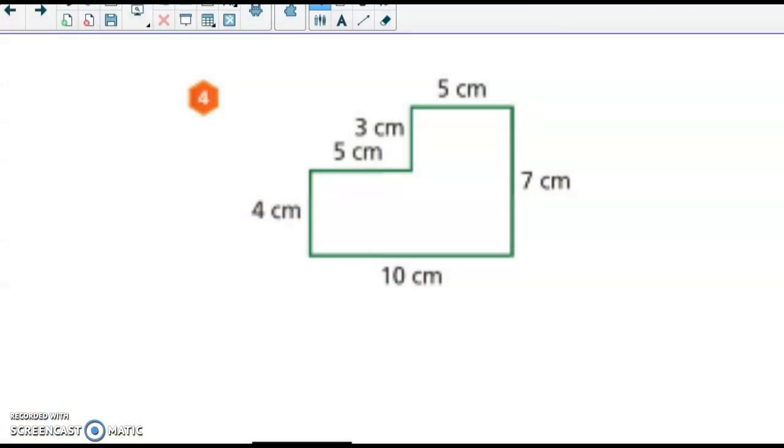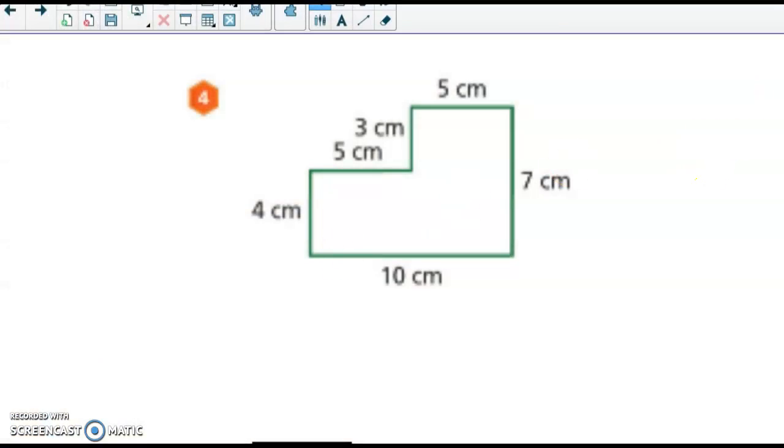All right, my mathematicians, we are going to talk about problem 4 on page 249. Okay, we're looking at area of rectilinear shapes. That's when they're shapes that are made up of rectangles. Okay, so let's take a look at number 4.